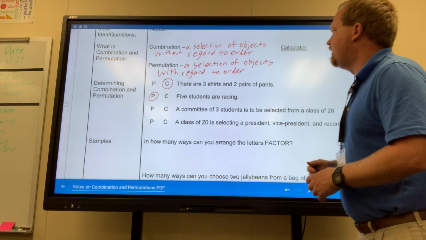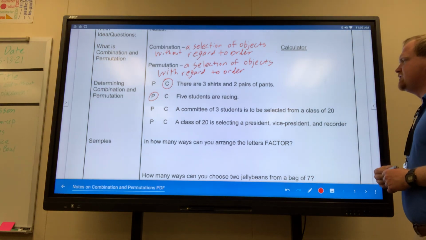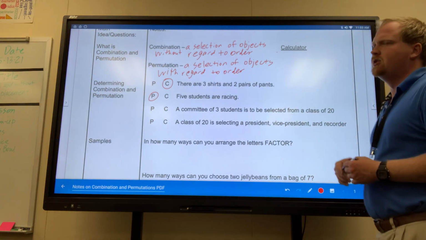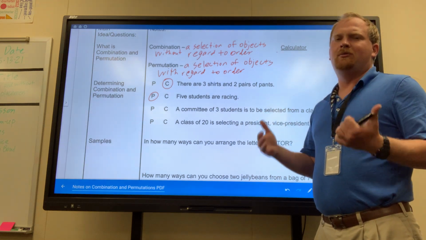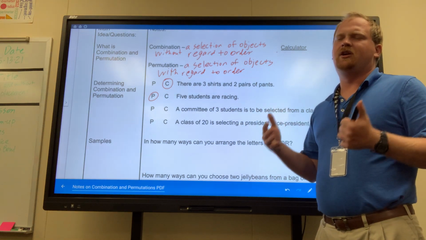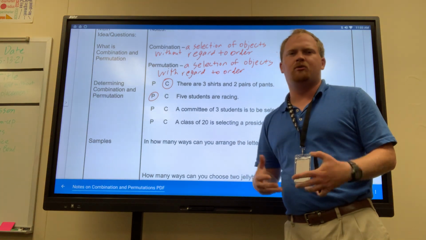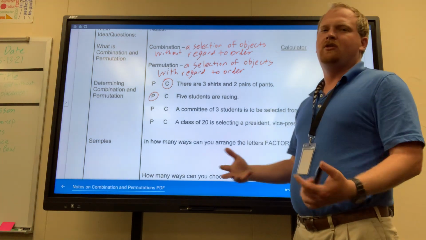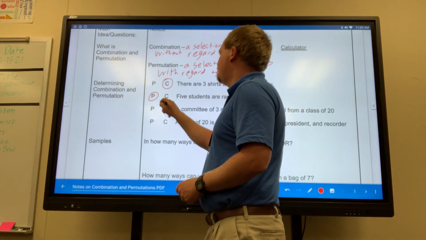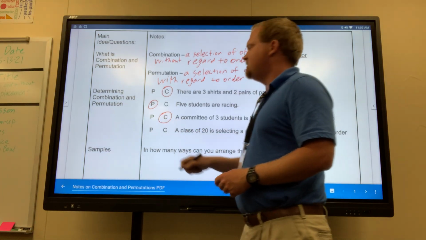Okay? Now, a committee of 3 students is to be selected from a class of 20. So what we want to think about is, does it matter the order in which they're selected? Not really. They're in the same group. They have the same responsibilities. So it's nothing really different. So we have a combination.